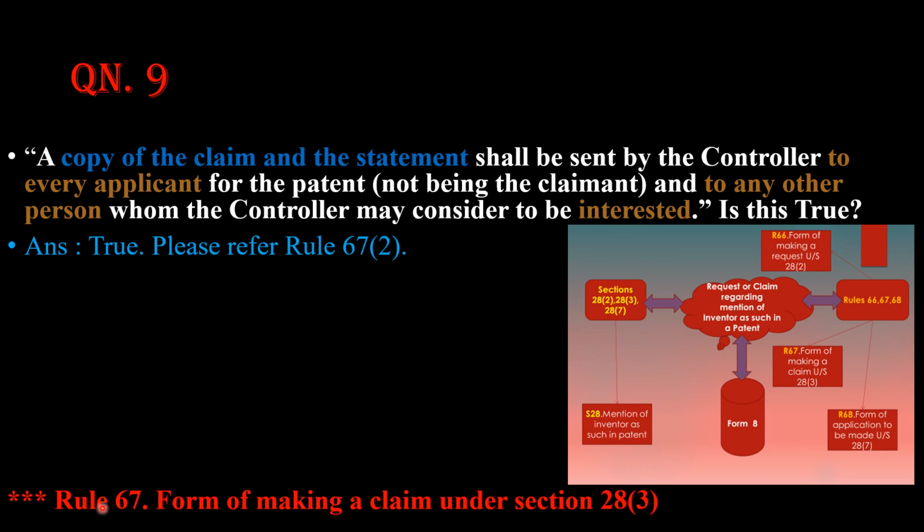So what is rule 67? This is form of making a claim under section 28 subsection 3. Here also the same thing is mentioned: rule number 67, form of making a claim under section 28 subsection 3.